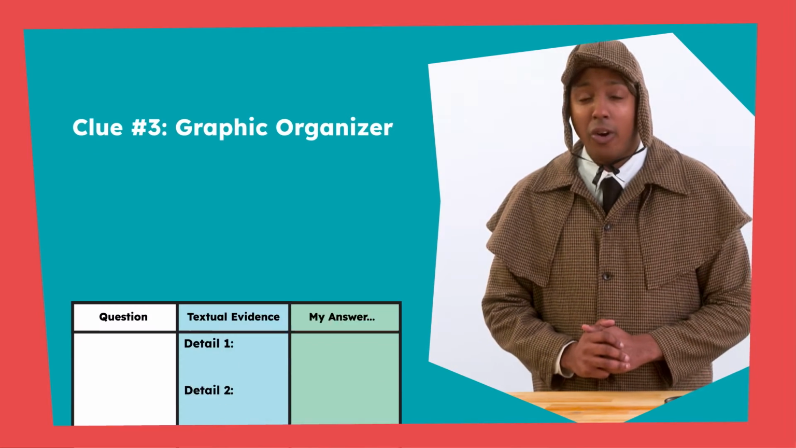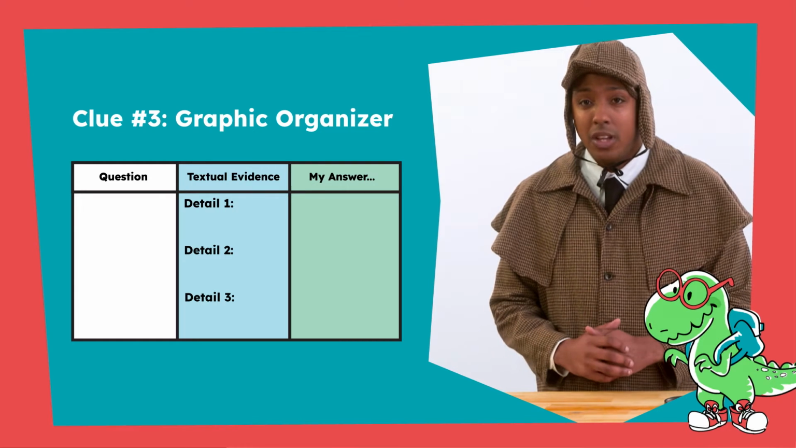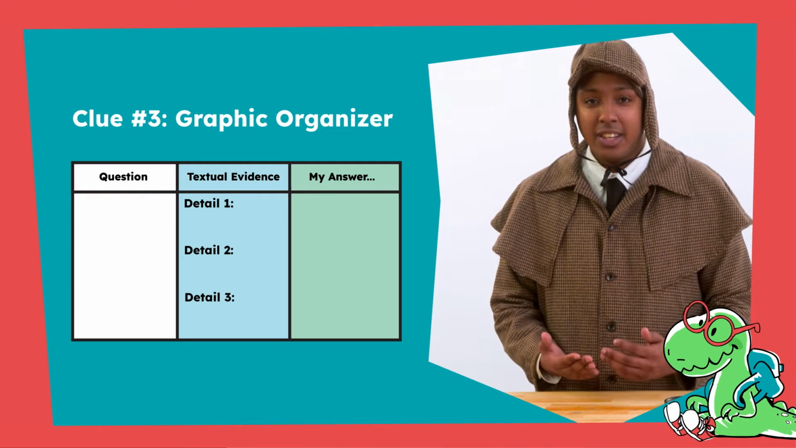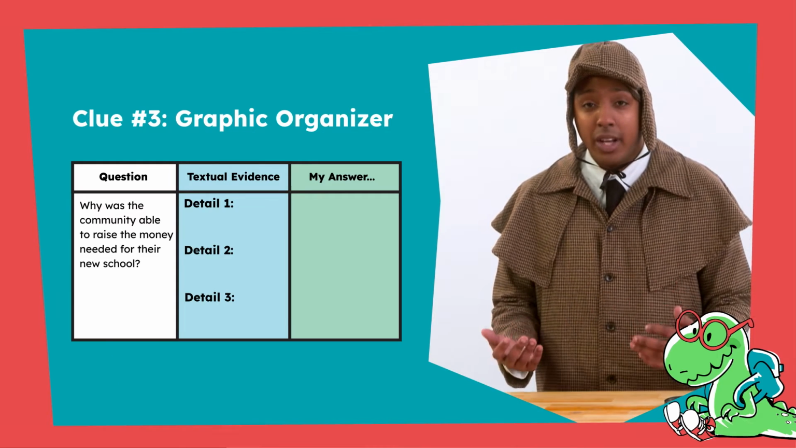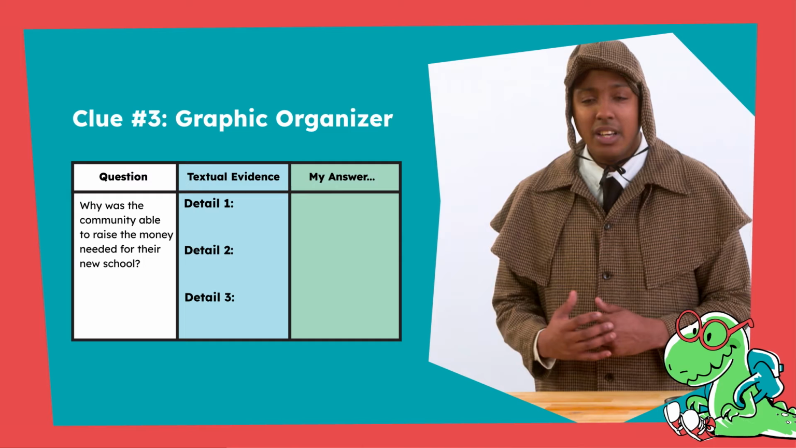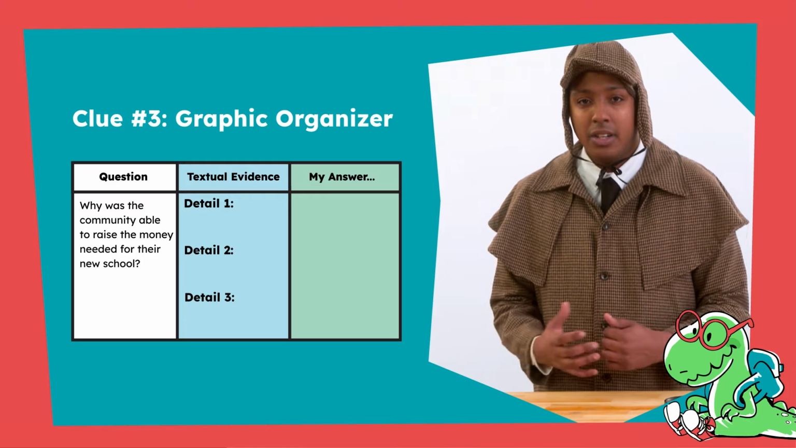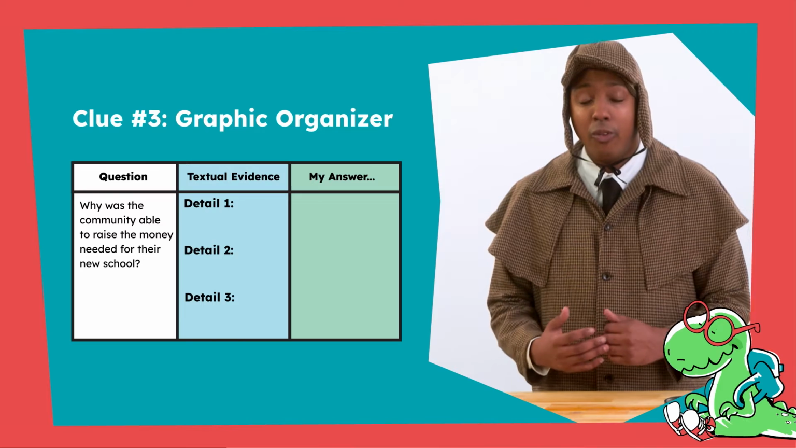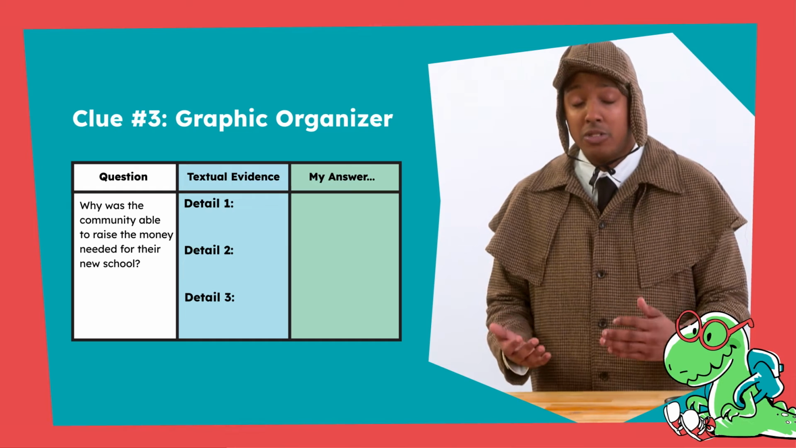Our final clue is clue 3. This is the graphic organizer that we must complete to crack the case. We are going to create a trifold with our paper so that we have 3 columns for our graphic organizer. See the 3 columns in the graphic organizer? In the first column, we are going to write our question. Why was the community able to raise the money needed for the new school? In the second column, we will record the textual evidence that we find in the text to support our answer. Finally, in the third column, let's write my answer. This is where we will record the final answer to our question, why was the community able to raise the money needed for the new school?